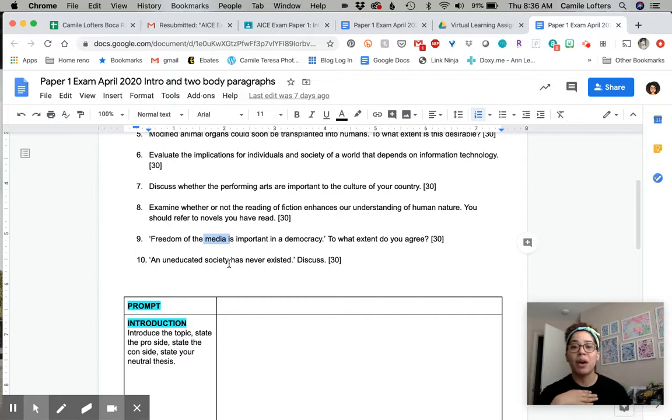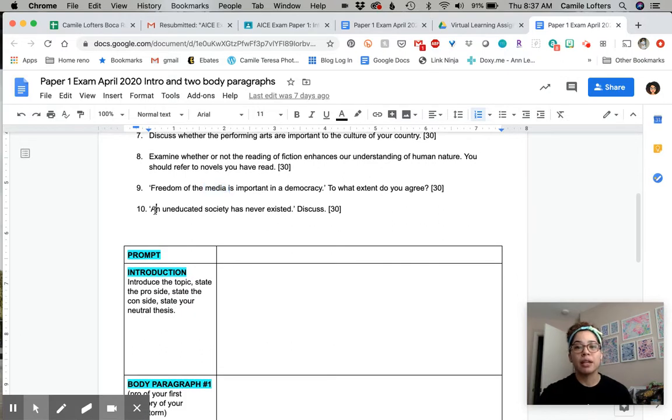So basically it's saying, is freedom of the media important? You have to think about, okay, this is why having a free press is important, and this is why it's not important. And you have to compare those. And then lastly, it says here, an uneducated society has never existed. There were a lot of people who picked this prompt, and you kind of got a little confused. When we're talking about an uneducated society, it's asking you to think about what educated means.